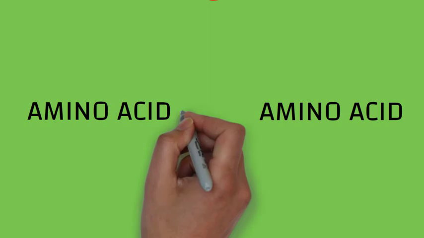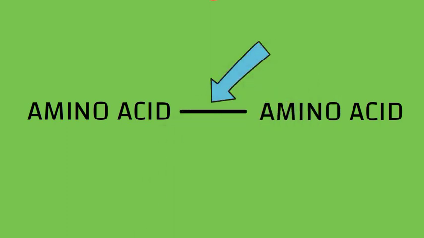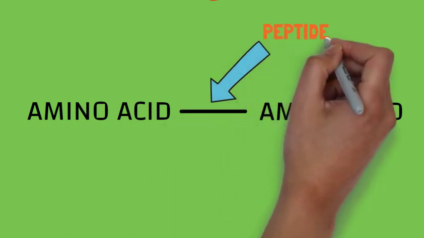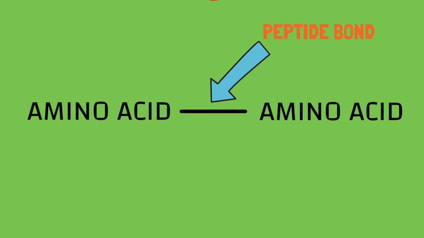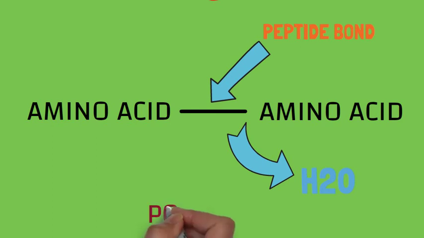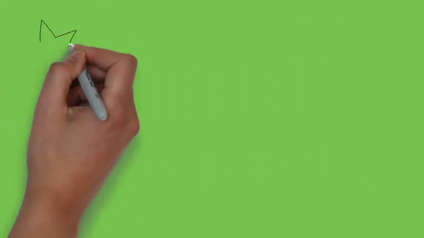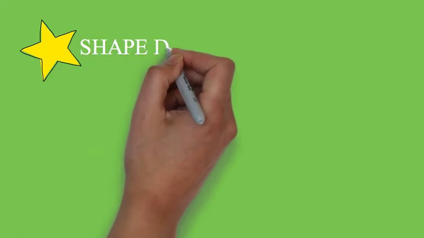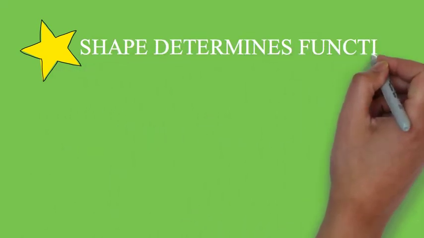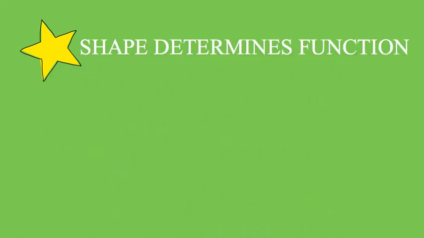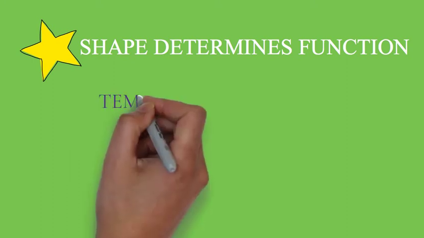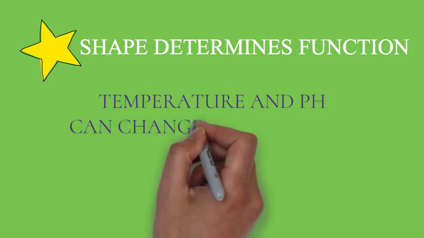Amino acids can join together by a dehydration synthesis reaction, forming a peptide bond. In addition, water is taken out. Many different amino acids can join together, forming a polypeptide. A key component of proteins is that their shape determines the function. If the shape is altered, it cannot function properly. Temperature and pH can affect a protein's shape.